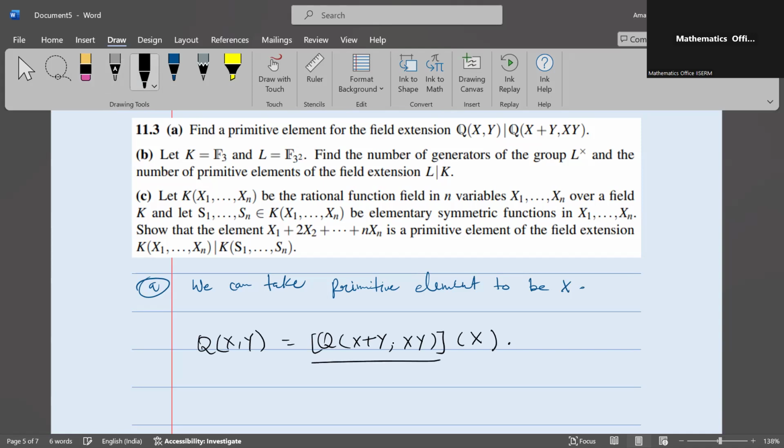Okay, this is K, and this is L. Then we want to find something here so that L becomes K(t) for some t. Then t is called primitive. Primitive. Here it is x. Why?